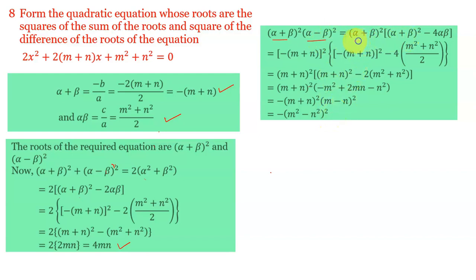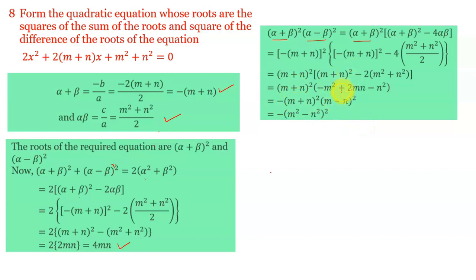If we expand it, you will get (alpha minus beta)². Now substitute the value of alpha plus beta. Okay, its value is minus (m plus n), squared here. In next bracket alpha plus beta, again the value of minus (m plus n), squared, minus 4. What is the value of alpha into beta? It's (m square plus n square) upon 2. Bracket complete. Now the next simplification. (m plus n)², next (m plus n)² minus 2 times in bracket (m square plus n square).